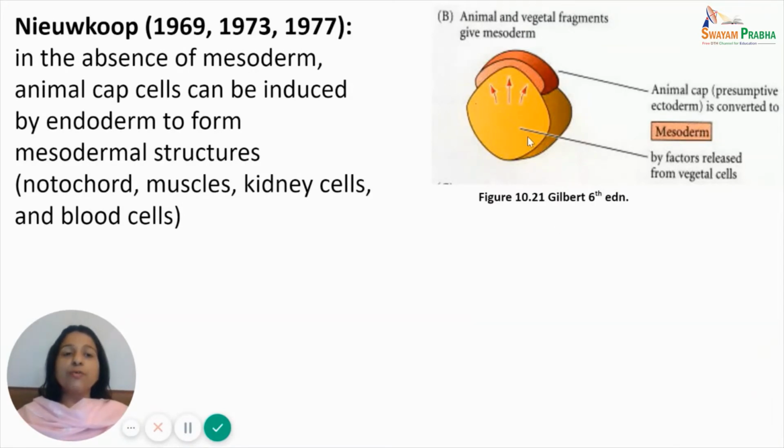Another experiment, done by Nieuwkoop, showed that if the mesoderm is removed, the animal cells and the vegetal cells will continue forming their respective organs if they are not brought into any kind of contact with each other. But if the animal cap cells are brought into direct contact with the vegetal cells, then the animal cap cells can be induced by the vegetal endodermal cells to form mesodermal structures, that is the notochord, muscles, kidney cells, and blood cells. They also found that whether these induced animal cap cells will form dorsal mesoderm or ventral mesoderm depended upon where the endodermal signals were coming from.